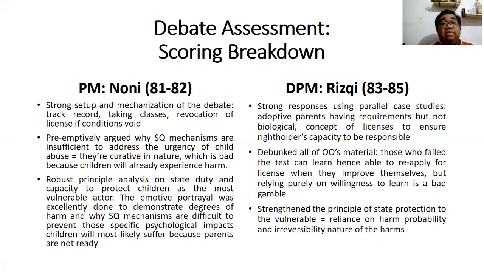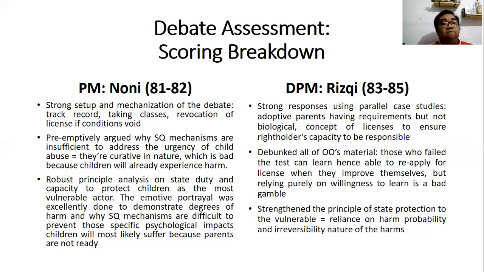We felt that that setup was quite contributive, especially when it comes to preempting a lot of the harms and the negative consequences that closing opposition talked about. Second, they also preemptively argued why status quo mechanisms are insufficient to address the urgency of child abuse, which is the fact that they're curative in nature, which is inherently bad because the children will already have experienced harm and therefore your policy is not going to help them recover much better because they've already been subject to injury and suffering.